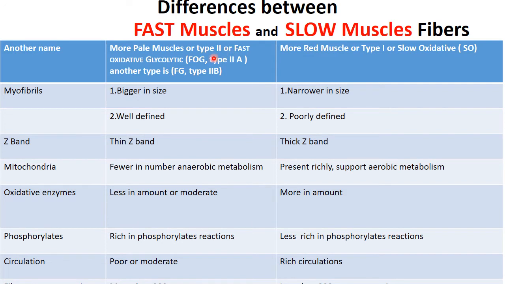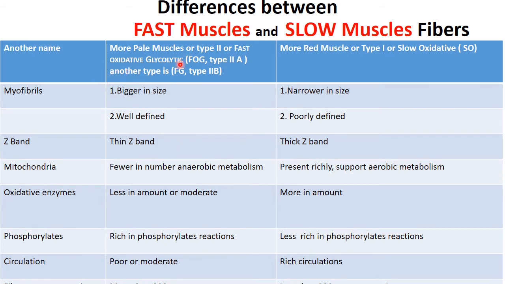Another name is type 2 here, and type 1 here. Now the type 1 slow muscle fibers show slow oxidative reactions. That's why it is known as SO, S for slow oxidative. While the type 2 muscle fibers are fast oxidative glycolytic, which is type 2A, and another type is fast glycolytic, known as type 2B. So type 2 is again divided into type 2A and type 2B.